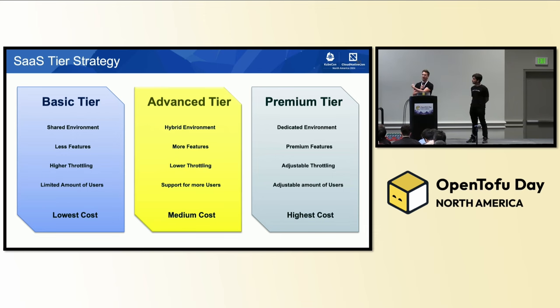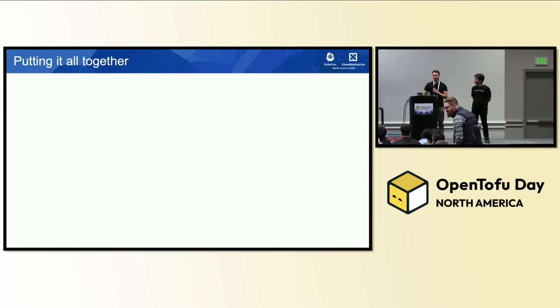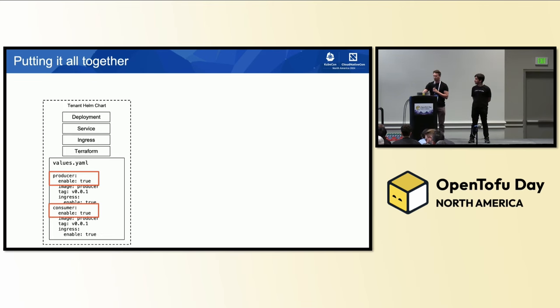The basic tier is a shared environment, so all the customers share the same environment. The advanced tier is part shared and part dedicated, and premium is a dedicated environment for each tenant. And we can map this very well to that Helm chart strategy that we just mentioned, because the Helm chart defines the application, all the microservices required for our application, and all the infrastructure pieces for those microservices as well, using OpenTofu.